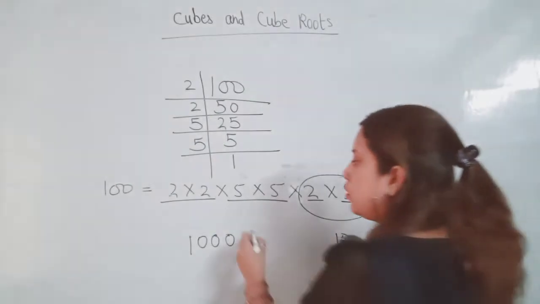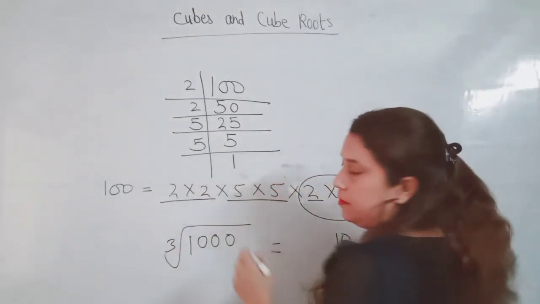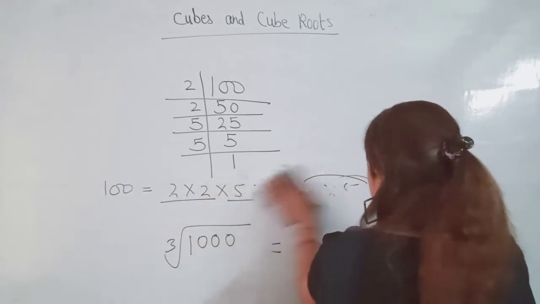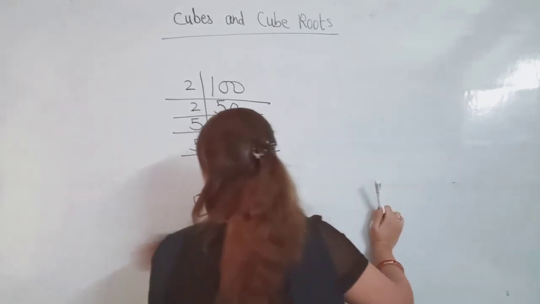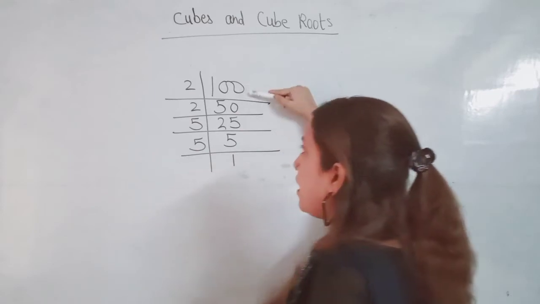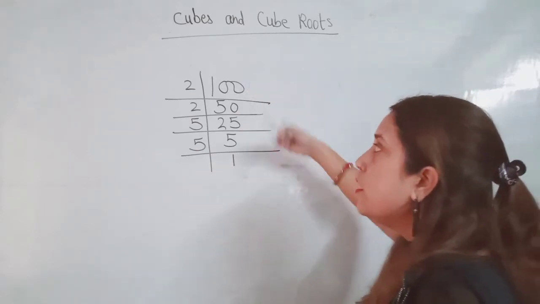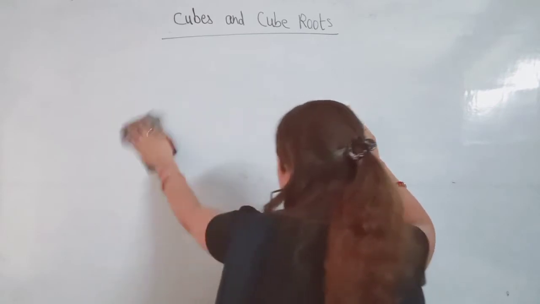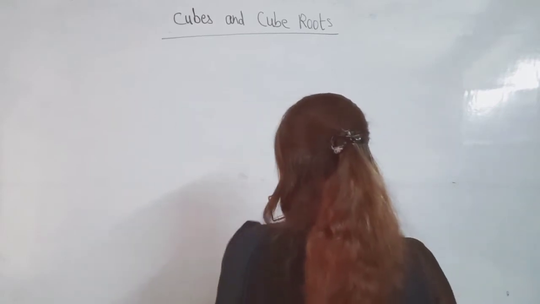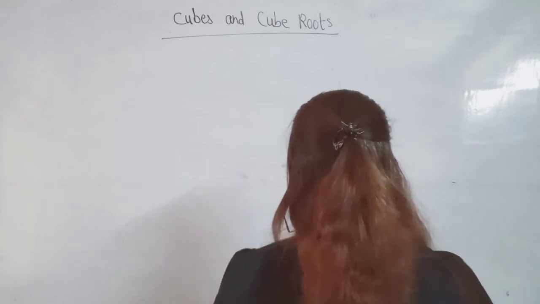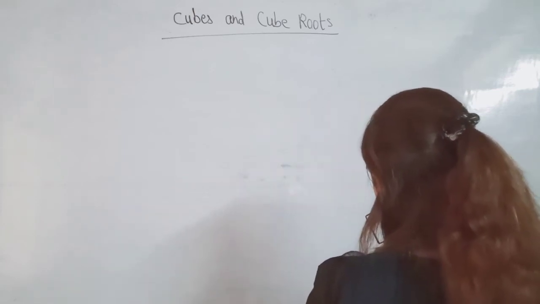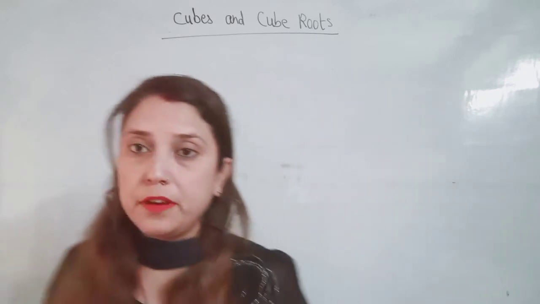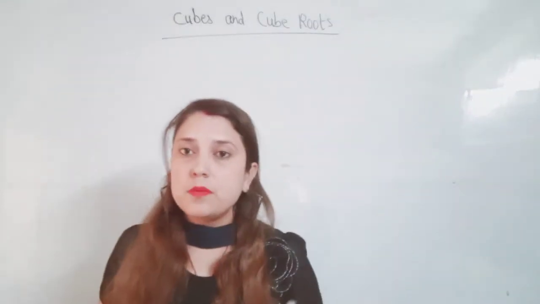Okay, the cube root of 1000 will be 10. Now the next question: by which number should we multiply 100 so that it becomes a perfect cube? And the next type of question: by which number should we divide so that it becomes a perfect cube?